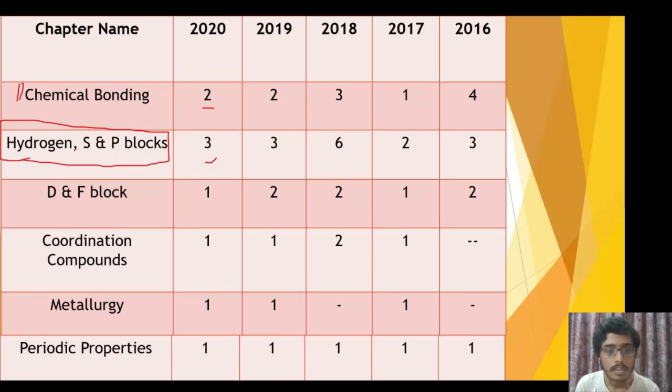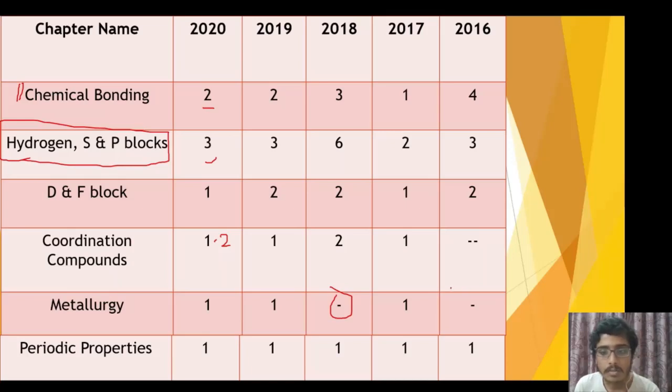Then you have coordination compounds, which is also an important chapter. However, the weightage is a bit less in WBJEE. 1 to 2 questions are coming from here. Similarly, you can see for others, metallurgy has 1 question. Sometimes, like in 2018, no question was asked from metallurgy. So 1 question you can expect from metallurgy; here the names of ores and the various processes of separation are all important.